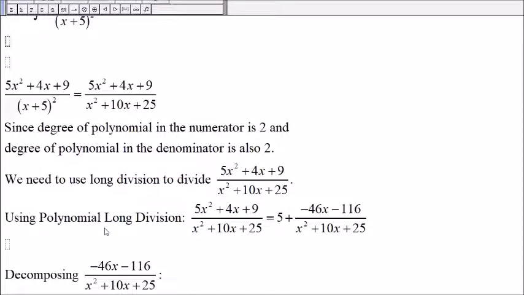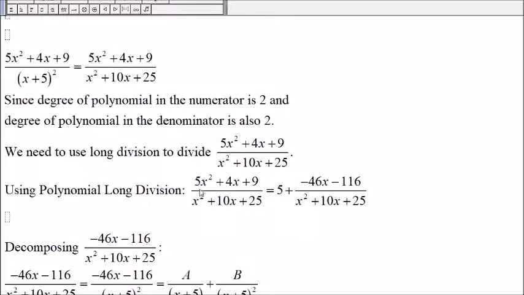And so using polynomial long division, 5x squared plus 4x plus 9 divided by x squared plus 10x plus 25 is equal to 5 plus negative 46x minus 116 divided by x squared plus 10x plus 25. And next, we need to decompose this quotient here into partial fractions.